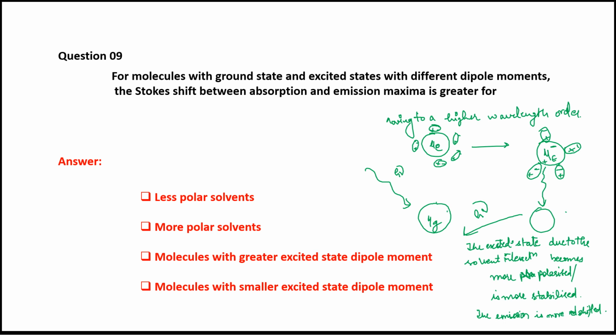If the ground or the excited state is more polar, it is more stabilized by the polar solvent, and if the solvent polarity is more, the excited state is more stabilized. Okay, so the excited state, due to solvent interaction, becomes more polarized and more stabilized, which brings about the redshift.